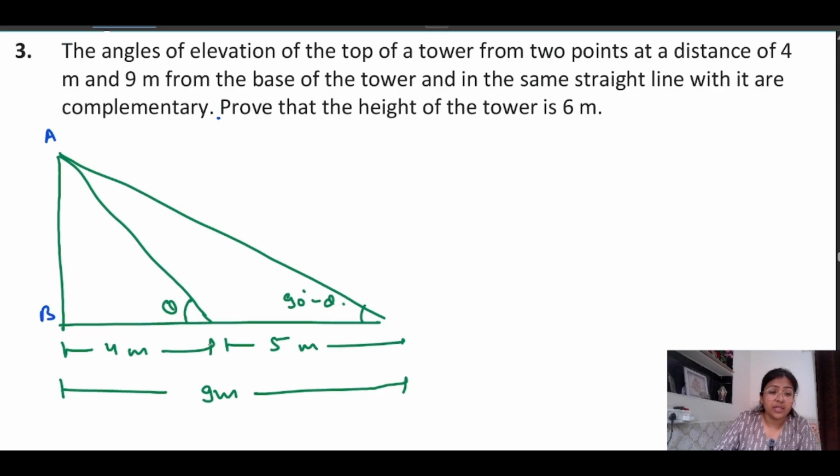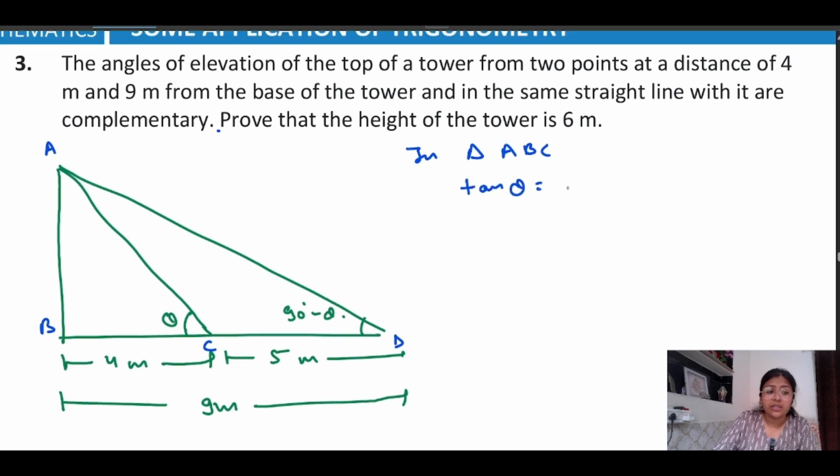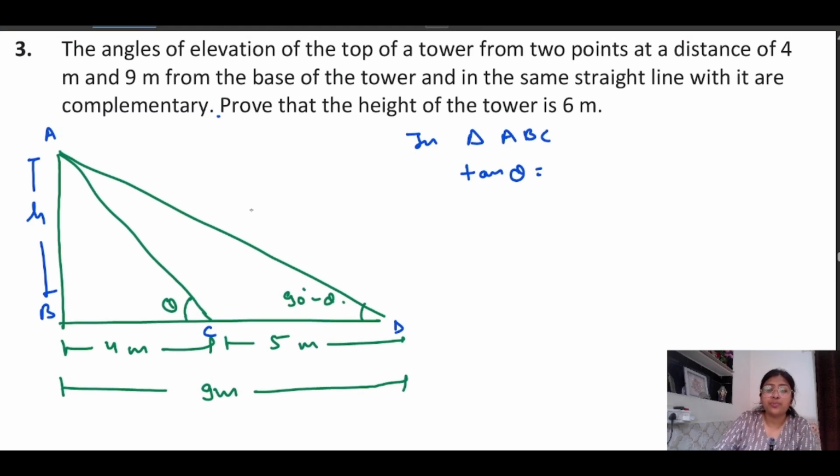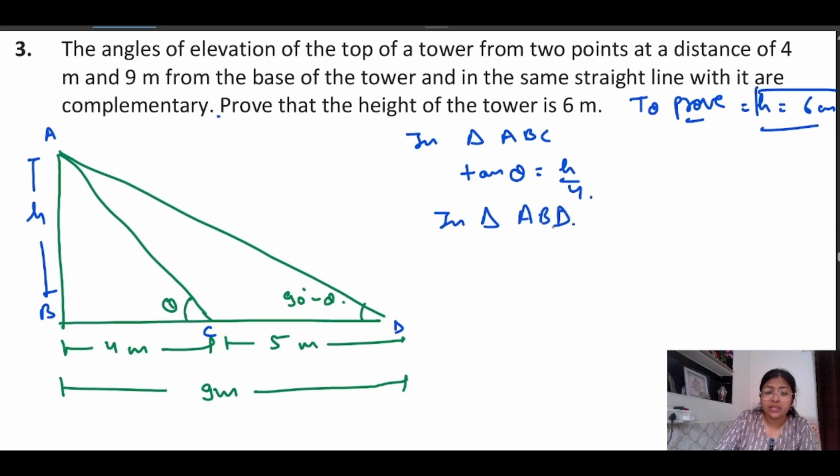The triangle is named as below: A, B, C, D. Let this height be h. We need to prove the height is h equals 6 meter. We are going to prove this. In triangle ABC, tan theta is h over 4. In the bigger triangle ABD, what is tan theta?